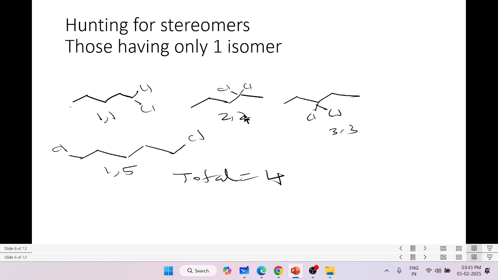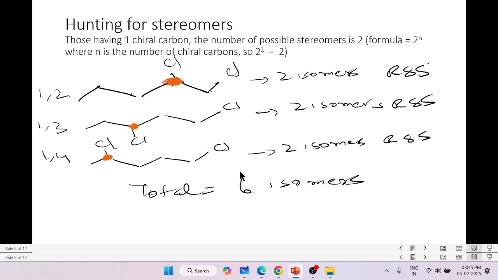The 1,1, 2,2, 3,3 and the 1,5 can exist only as a single isomer each. So in this case the total is 1 plus 1 plus 1 plus 1, which is 4. Now for those molecules having a single chiral carbon, there will be two isomers. So the 1,2, 1,3 and 1,4 have a single chiral carbon: 1,2 on C2, 1,3 on C3, and 1,4 on C4. So there are two isomers each, and 2 plus 2 plus 2 is 6 here.